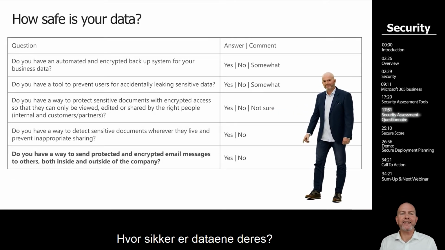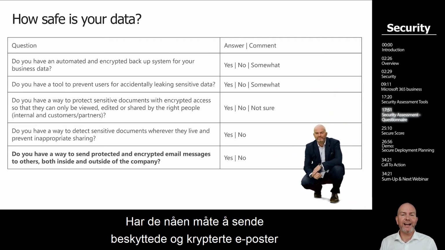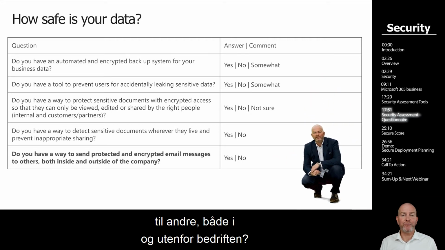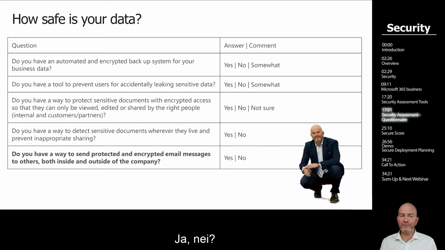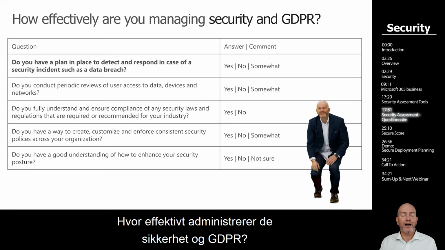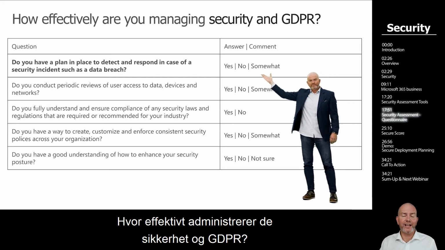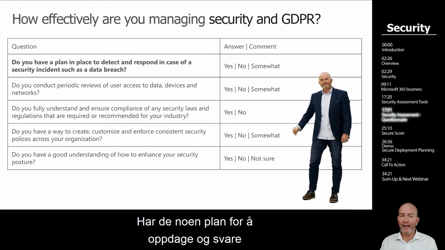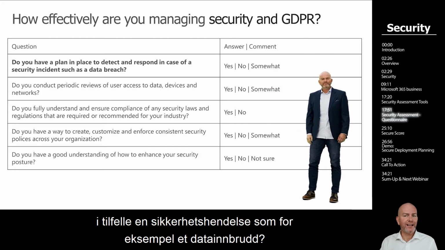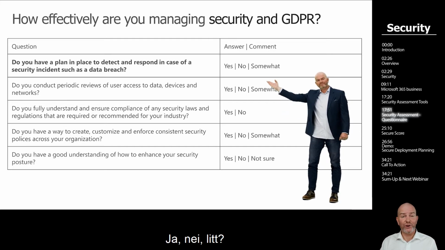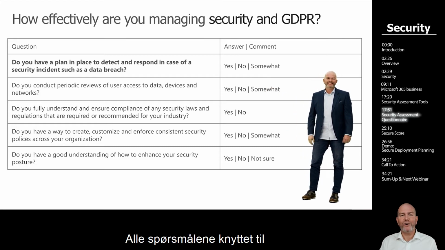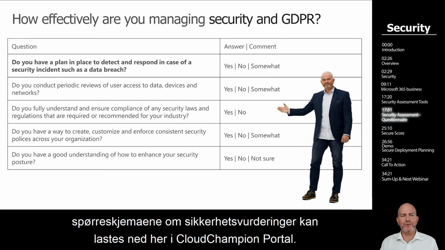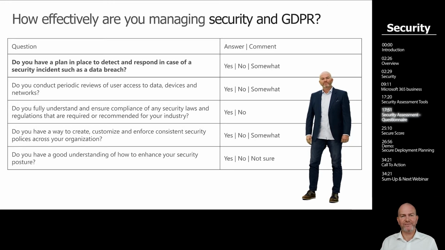How safe is their data? Do they have a way to send protected and encrypted email messages to others, both inside and outside the company? Yes? No? And what about this area? How effectively are they managing security and GDPR? Do they have a plan in place to detect and respond in case of a security incident such as a data breach? Yes? No? Somewhat? All the questions related to the Security Assessments questionnaire can be downloaded here in the Cloud Champion portal.